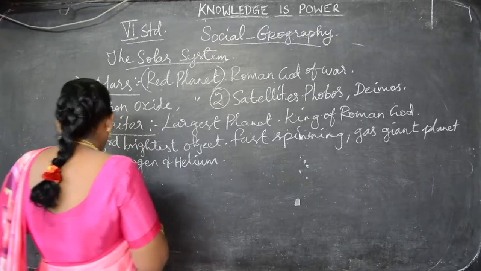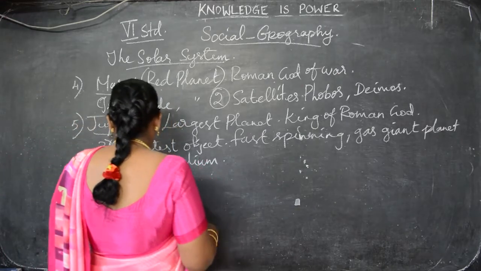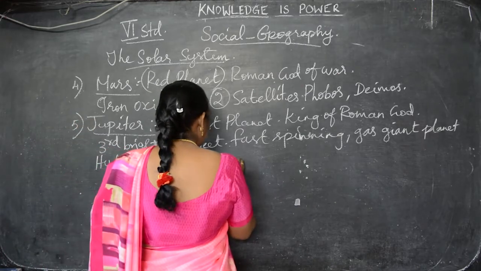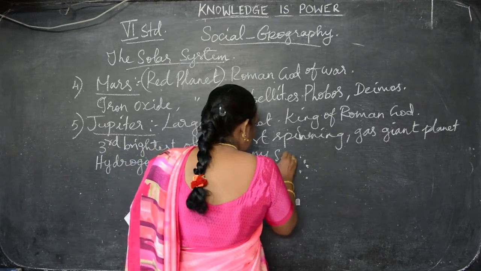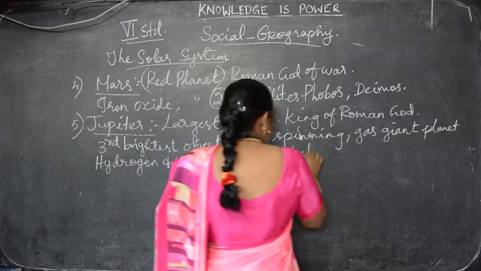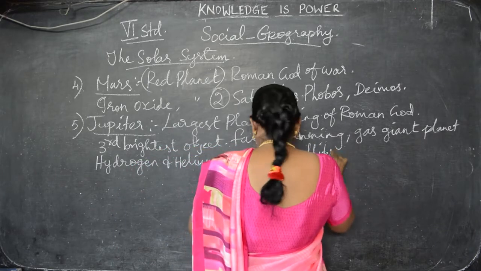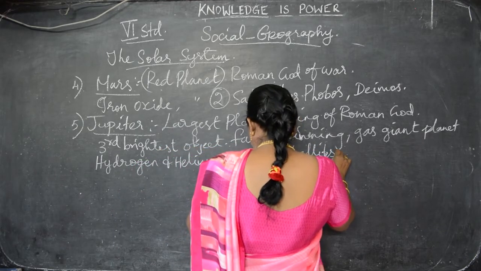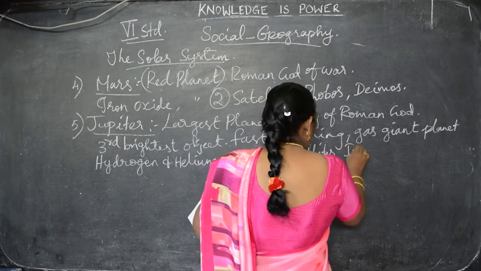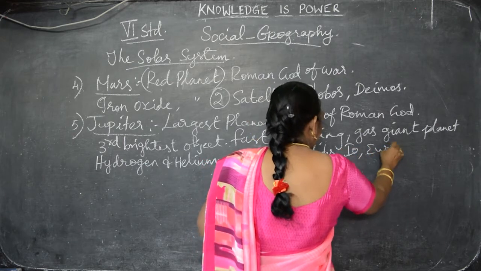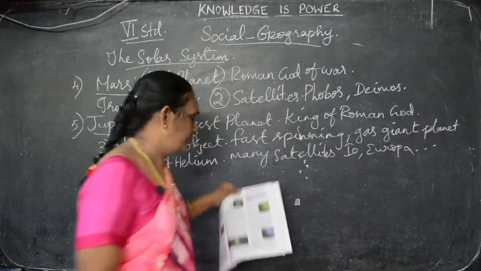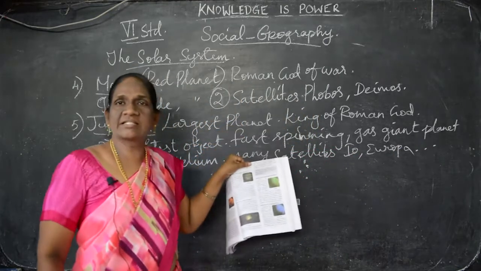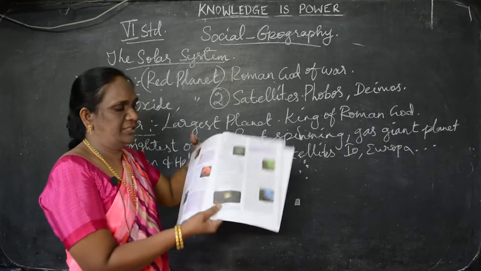Understand? Okay. And another thing, there are many satellites in this Jupiter. Many satellites are there, like Io, Europa, etc. In the book you can see, page number 165.